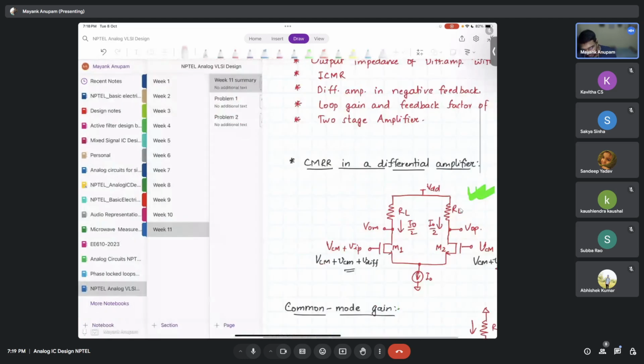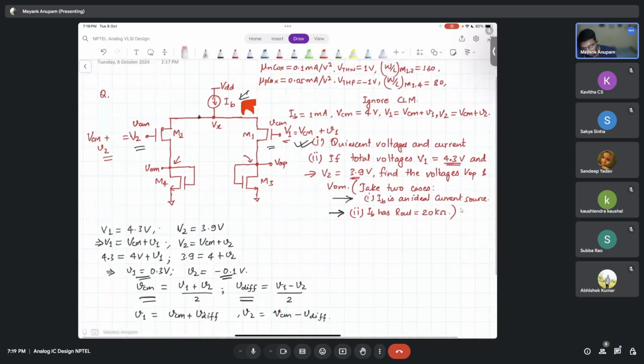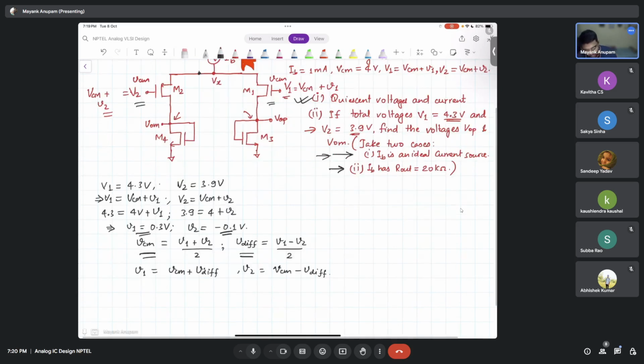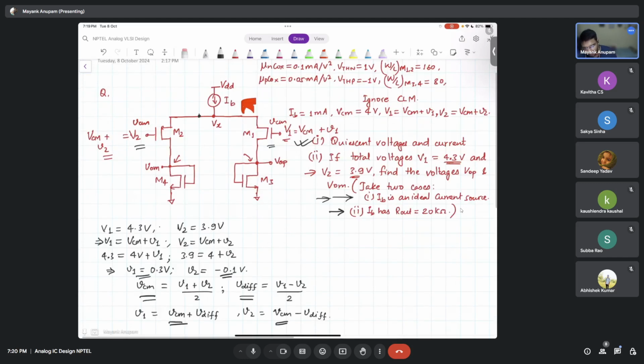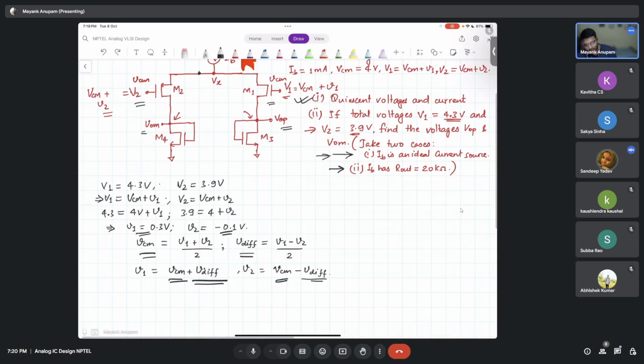Fine. So the same case is here. If this current source becomes ideal, what do you think should happen to the overall common mode gain? If the current source here becomes ideal, what happens to the common mode gain? Again, it will become 0. Yes, it will become 0. So that is why in the first case, if IB is an ideal current source, because of this VCM, you should not expect any change in the output. The only change will happen because of this V differential. Got it? In the first case.